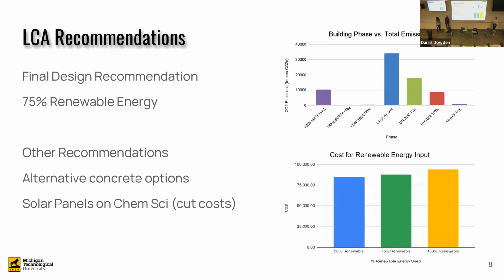This would do three things. It would cut the power cost per year for Michigan Tech. It would increase the amount of renewable energy on campus and help with Michigan Tech's goal of 100% renewable in the next 20 years. And it would aid in our additional goal of having gold level LEED certification, which we'll get into next.